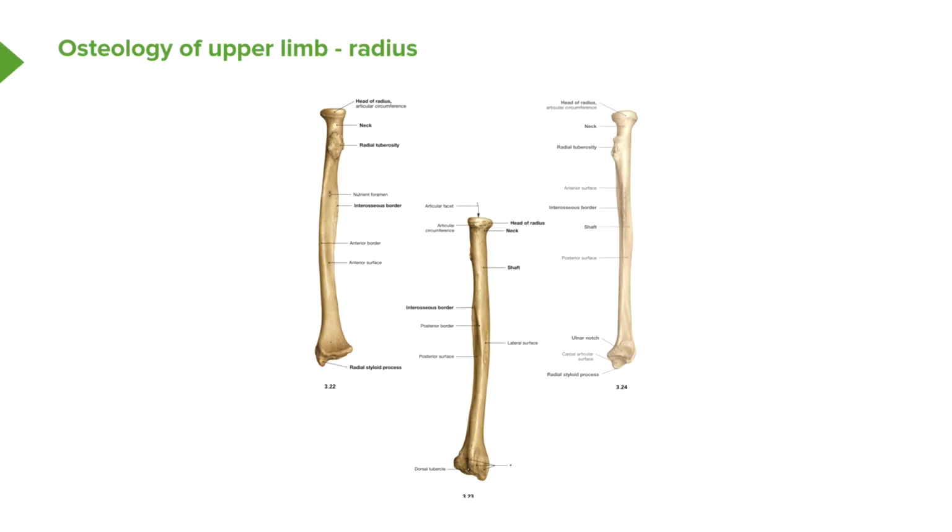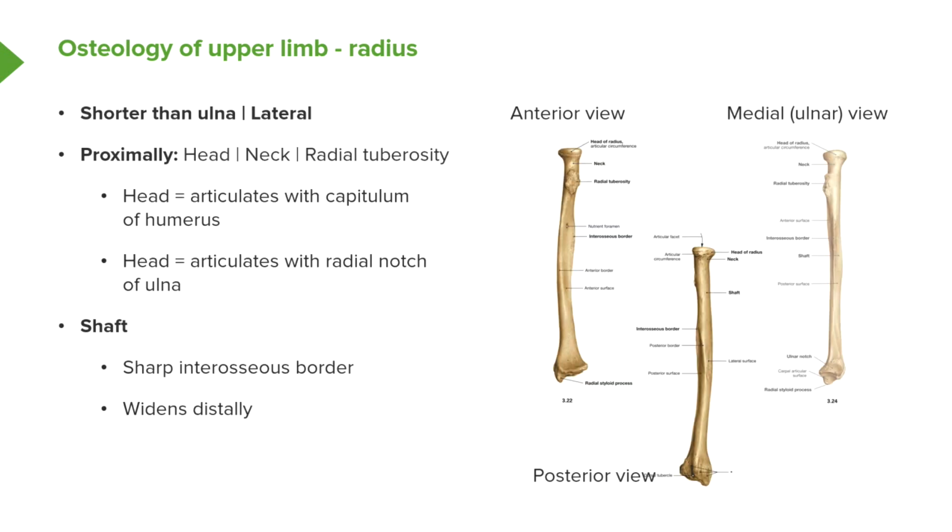So now let's look at the radius. This is a bone that lies on the lateral aspect of the forearm. And again, we've got anterior, posterior, and a medial or an ulnar view, which we can see in this picture here on the slide. The radius is shorter than the ulna, and it's positioned more laterally.